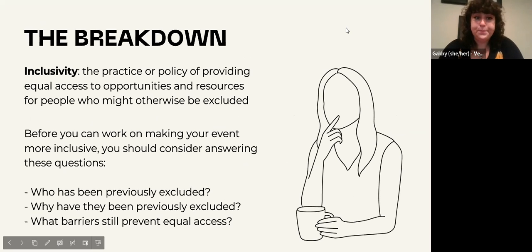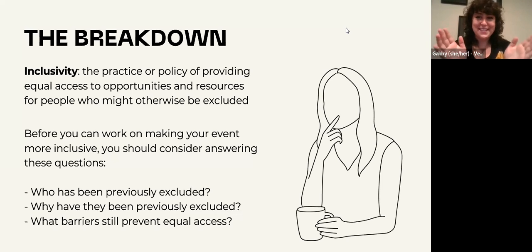So with that definition, I think it's important, before we even talk about making events more inclusive, that we consider some of these questions. Who has previously been excluded from event planning and attending events? Why have they been previously excluded, and what barriers still prevent equal access? So inclusivity is not just an afterthought. There's a lot of systemic things that keep people from being able to participate in event planning and going to events, even though in the last couple of years we have been making great strides to address some of these barriers. It still has a long way to go.